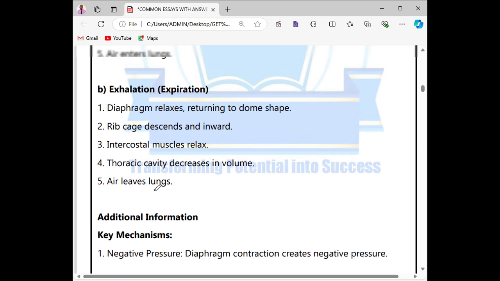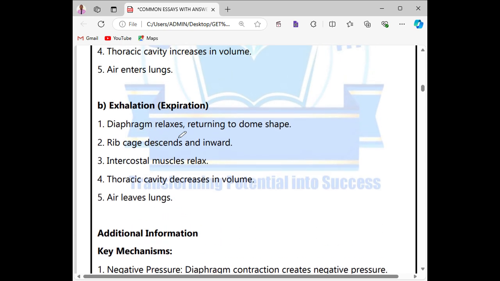Then you come to expiration. Basically, this is supposed to be the opposite of inspiration. As easy as that. You get 10 marks for free. This question is very easy. So expiration: the diaphragm will relax and return to a dome shape. Then the rib cage will descend and go inward. Then intercostal muscles will relax. Then the thoracic cavity will decrease in volume. Then air will leave the lungs.